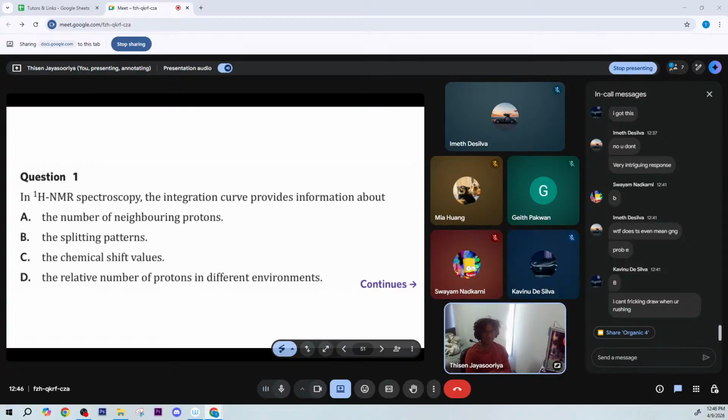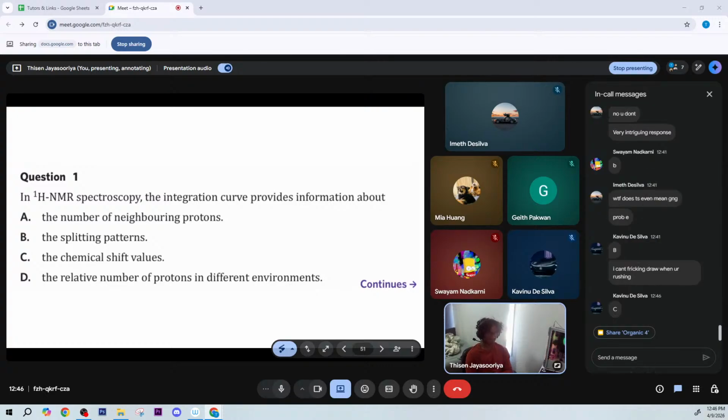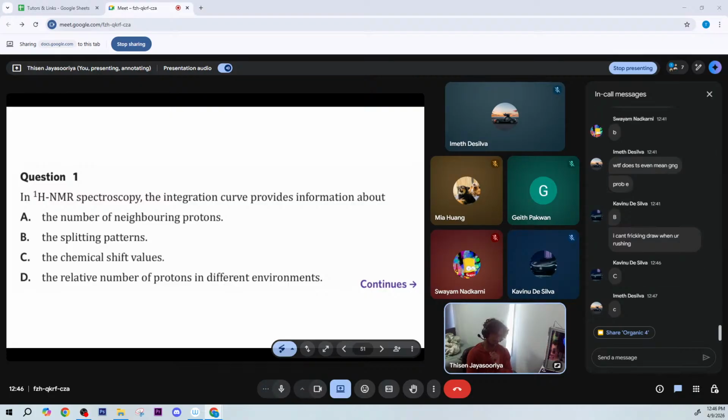So, for question 1, in HNMR spectroscopy, the integration curve provides information about the number of neighboring protons, the splitting pattern, the chemical shift value, the relative number of protons in different environments. What do you guys think? So 1C. Anyone else? We have C.